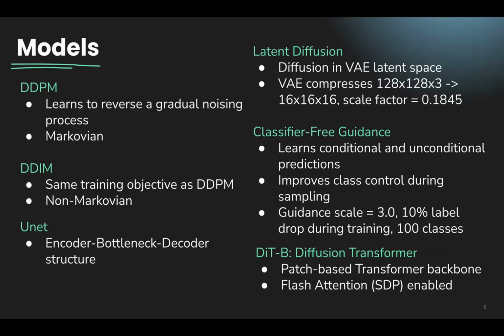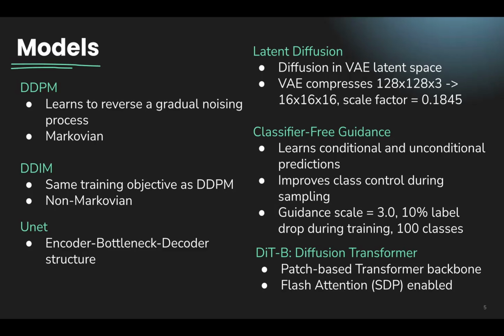So here are the models. So the DDPM is the baseline. It follows a Markovian process. It learns to reverse a gradual noising process, but sampling is very slow. And the DDIM reuses the same trained denoiser, but uses a faster non-Markovian sampling path. For the latent diffusion, we move diffusion into the VAE latent space. The VAE compresses images with a scaling factor of 0.1845 to stabilize the noise schedule, reducing computational costs significantly.